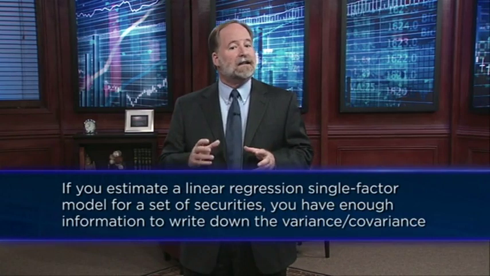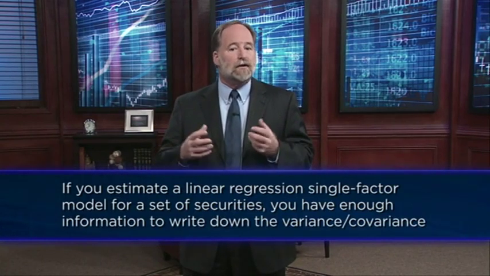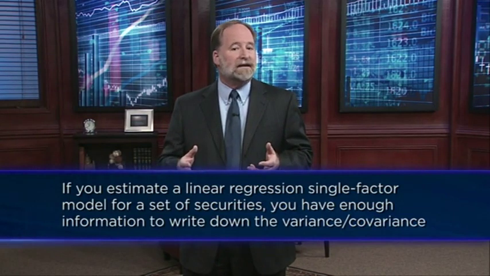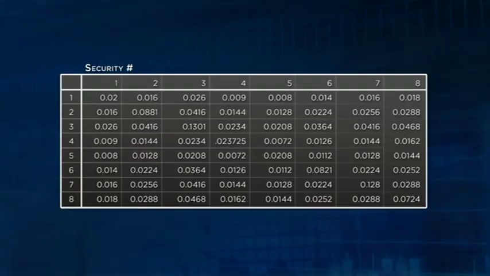If you estimate a linear regression single factor model for a set of securities, now you're going to have enough information in order to write down the variance covariance matrix. Recall that the variance covariance matrix is simply a table of variances for each security and the covariance of each pair of securities. Now, you could create such a table in a spreadsheet.